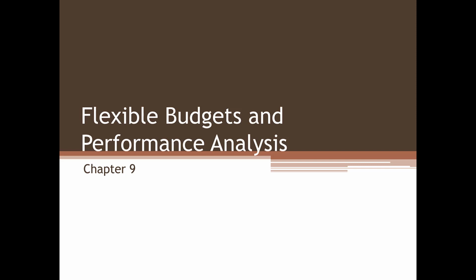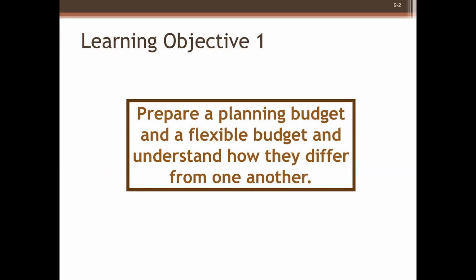For Chapter 9 and 10, we will continue the budgets topic. In Chapter 9, Flexible Budgets and Performance Analysis, we will learn how budgets can be adjusted so managers can compare budgets to actual results. Learning Objective 1 is to prepare a planning budget and a flexible budget, and also understand how they differ from one another.